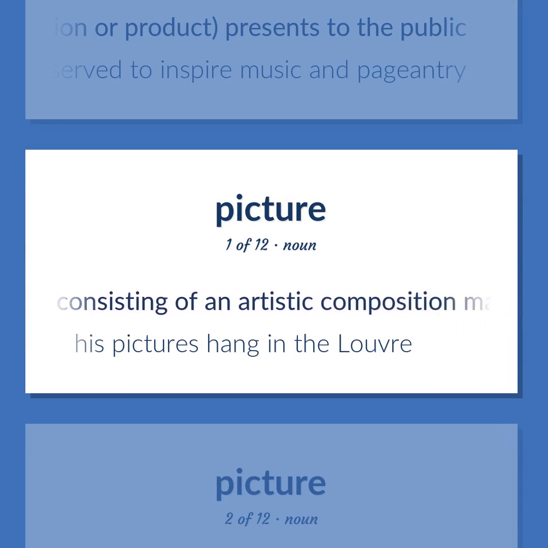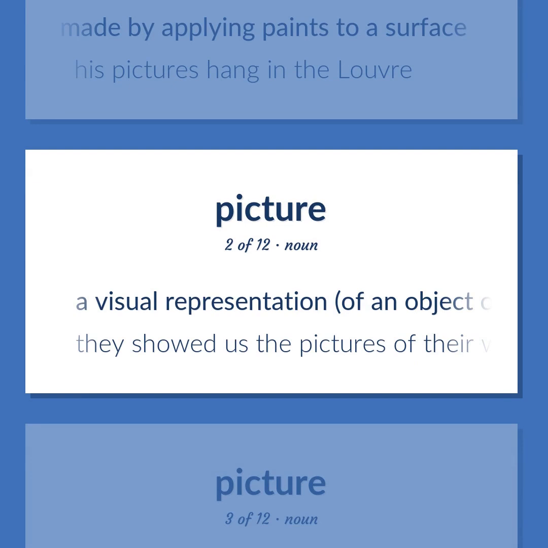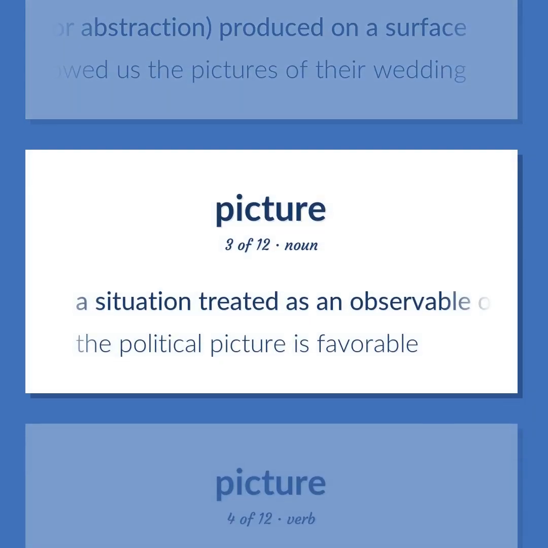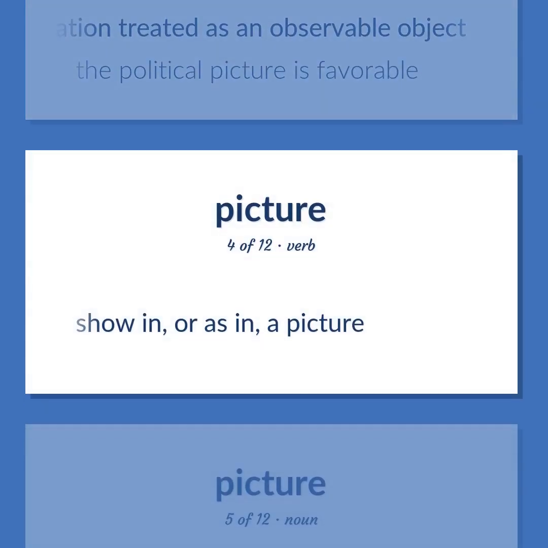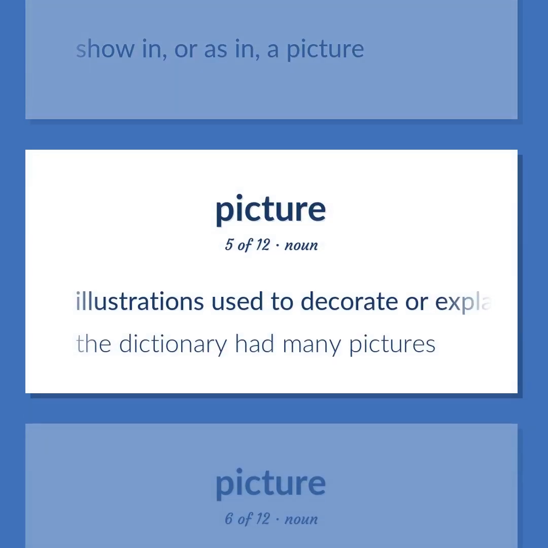Graphic art consisting of an artistic composition made by applying paints to a surface. His pictures hang in the Louvre. A visual representation, of an object or scene or person or abstraction, produced on a surface. They showed us the pictures of their wedding. A situation treated as an observable object. The political picture is favorable. Show in, or as in, a picture. Illustrations used to decorate or explain a text. The dictionary had many pictures.